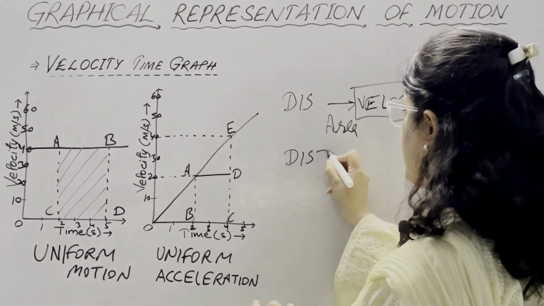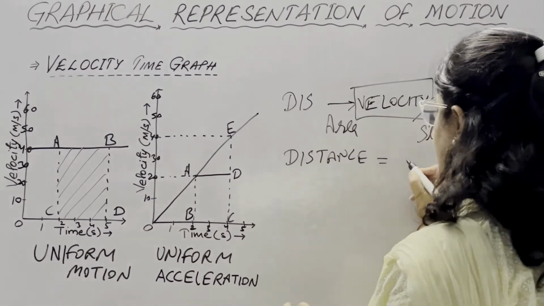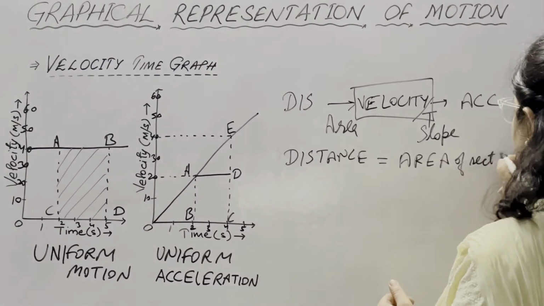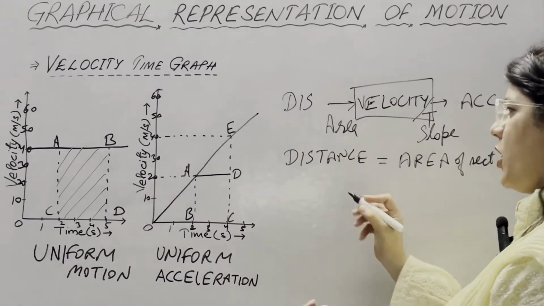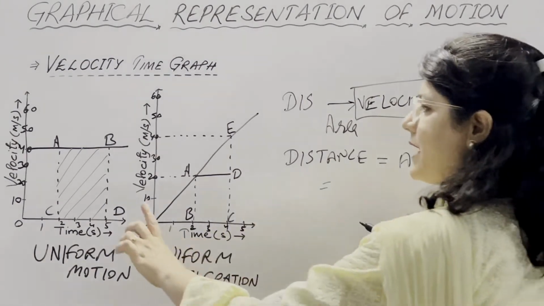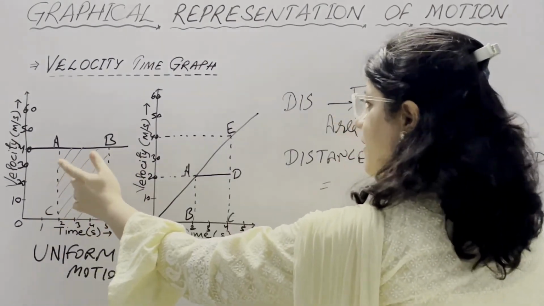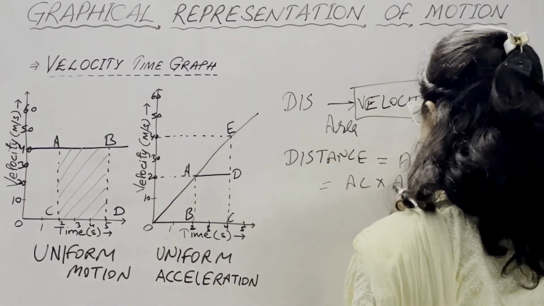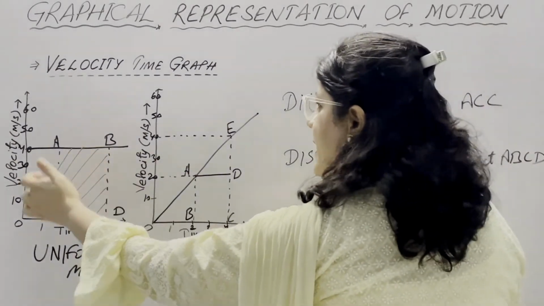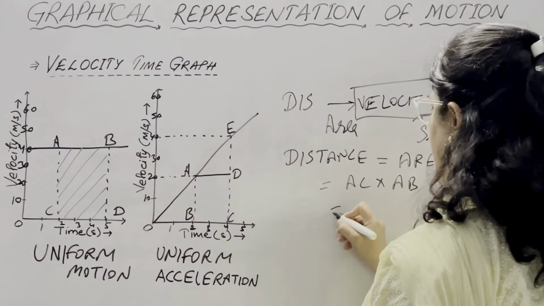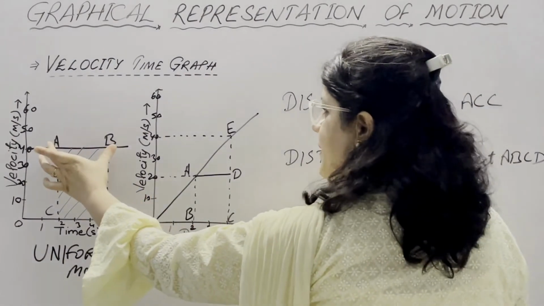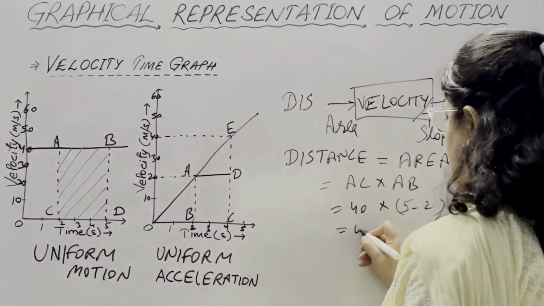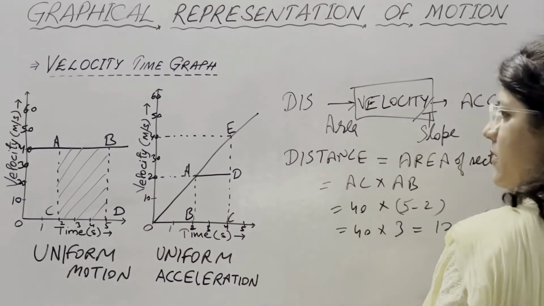So distance covered by the object is equal to area of rectangle ABCD. As we know, area of rectangle is length into breadth. So what is the length of this rectangle? Length is AC multiplied by breadth AB. And the value of AC is 40 minus 0, which means 40. And the value of AB is on the time axis, this is 5 minus 2, which is 3. So 40 into 3, 120.